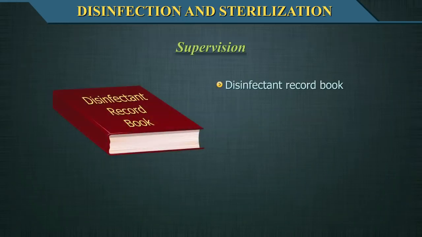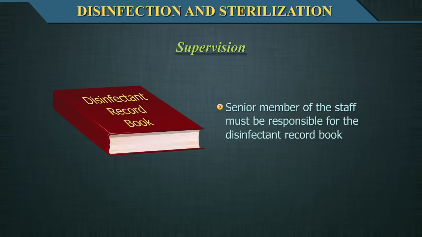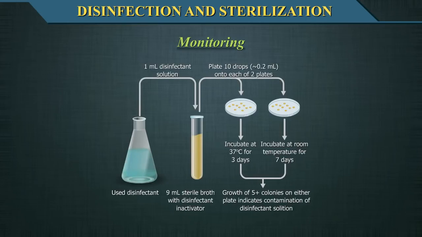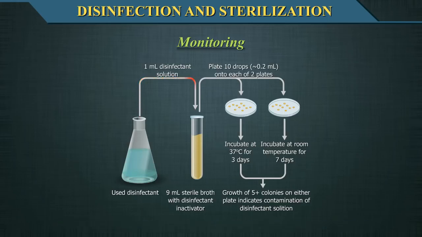Supervision. A disinfectant record book should be kept to show the number of containers, the names of disinfectants, and the concentration in use. A senior member of the staff must be responsible for the disinfectant record book and for monitoring the use of solution once a week. Monitoring. In-use test is not recommended routinely to monitor the appropriate use of the disinfectant. It should only be carried out during an outbreak or investigation. For in-use testing, collect aseptically about 1 ml of disinfectant from discard jars or container into sterile bottles, label them, and send them promptly to the microbiology laboratory.